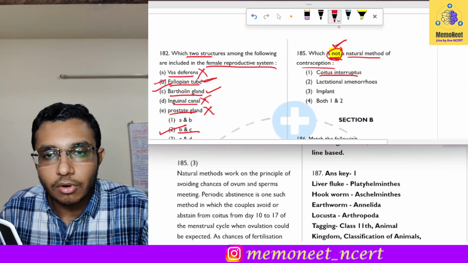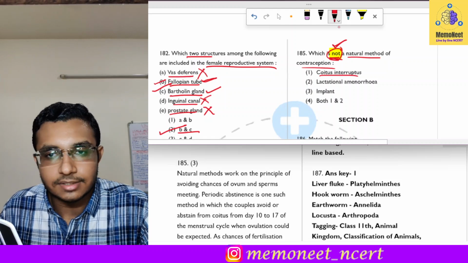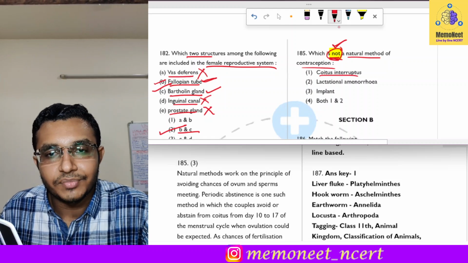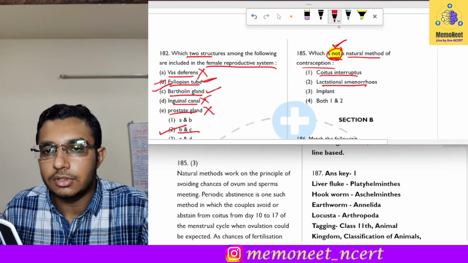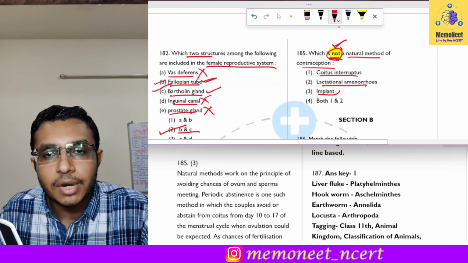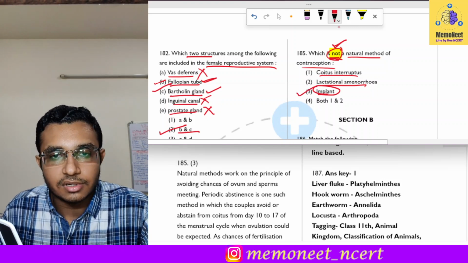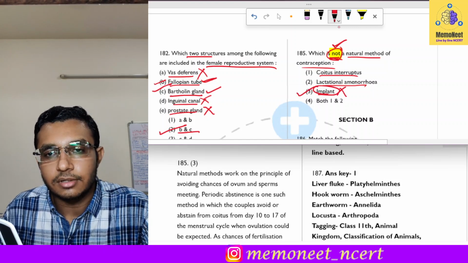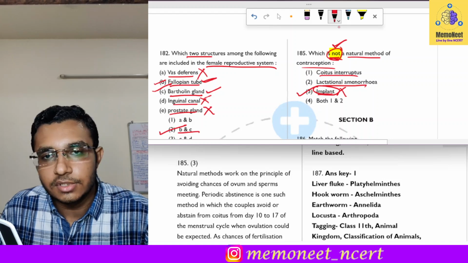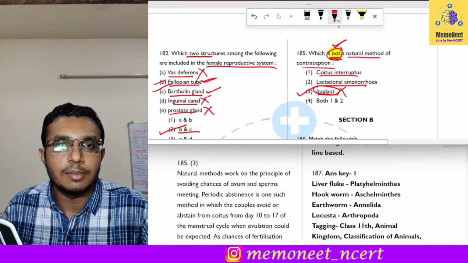So first is coitus interruptus, so that is a natural method of contraception. Then lactational amenorrhea is also a natural method of contraception, but implant, so implants is the hormonal method of contraception, so it is not a natural method of contraception. So the correct answer of this question will be option 3, that is implant.